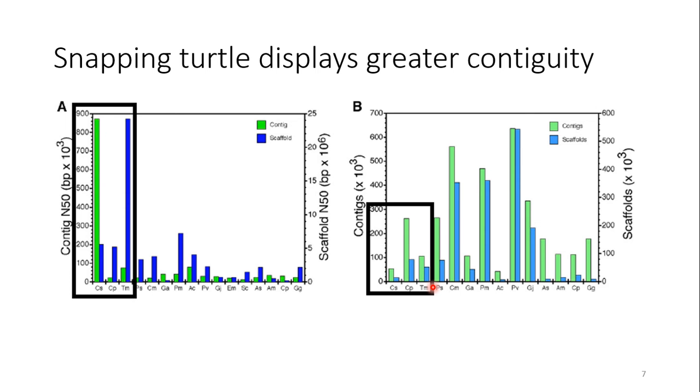The snapping turtle genome has half as many contigs and a quarter as many scaffolds as the box turtle genome. So this suggests that linked and long reads provide complementary information to improve genomic contiguity.